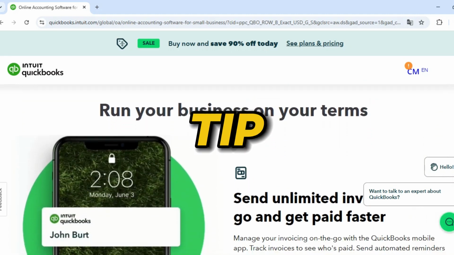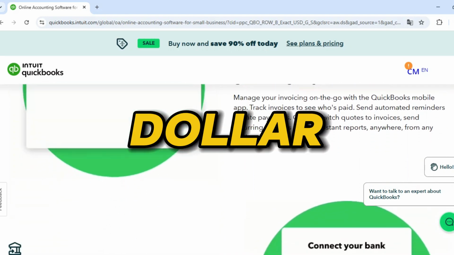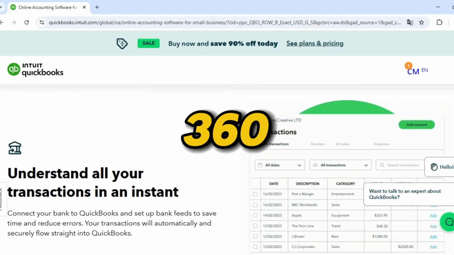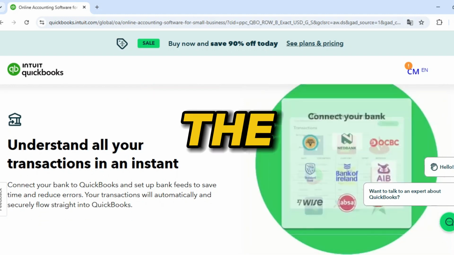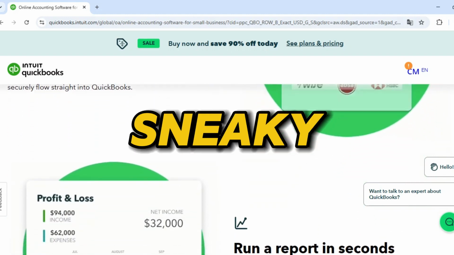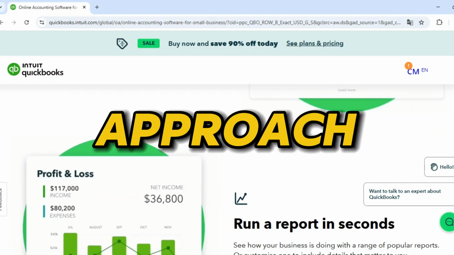My crucial pro tip: look for transposed numbers. A $150 transaction entered as $510 can cause a $360 difference. Use the Locate Discrepancies report and sort by amount to quickly spot these sneaky errors. Solve reconciliation puzzles with a calm, systematic approach.